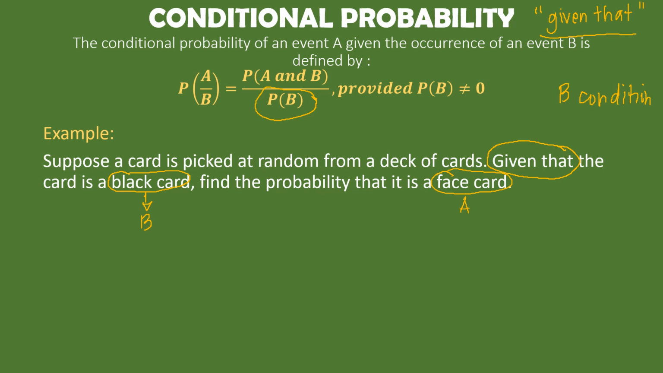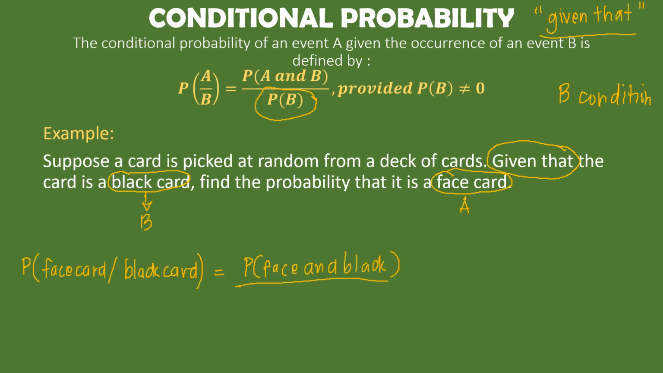So this means we are getting the probability of a face card given black card. And we are now looking for the probability of face and black over the probability of black. So this is just substituting A and B with face and black.